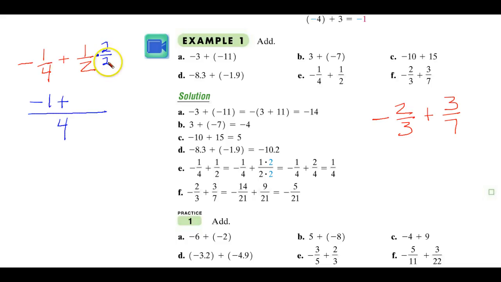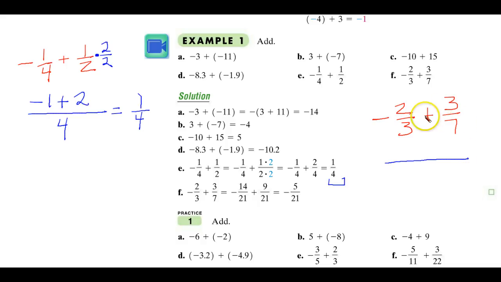But now this becomes a 4, and my numerator becomes a 2. So I now have a negative 1 and a positive 2. I can mentally do that. I get a positive 1 over 4, and that's my answer. And that's how they're showing it to you in the solution. Now for this one over here, I've written it out.